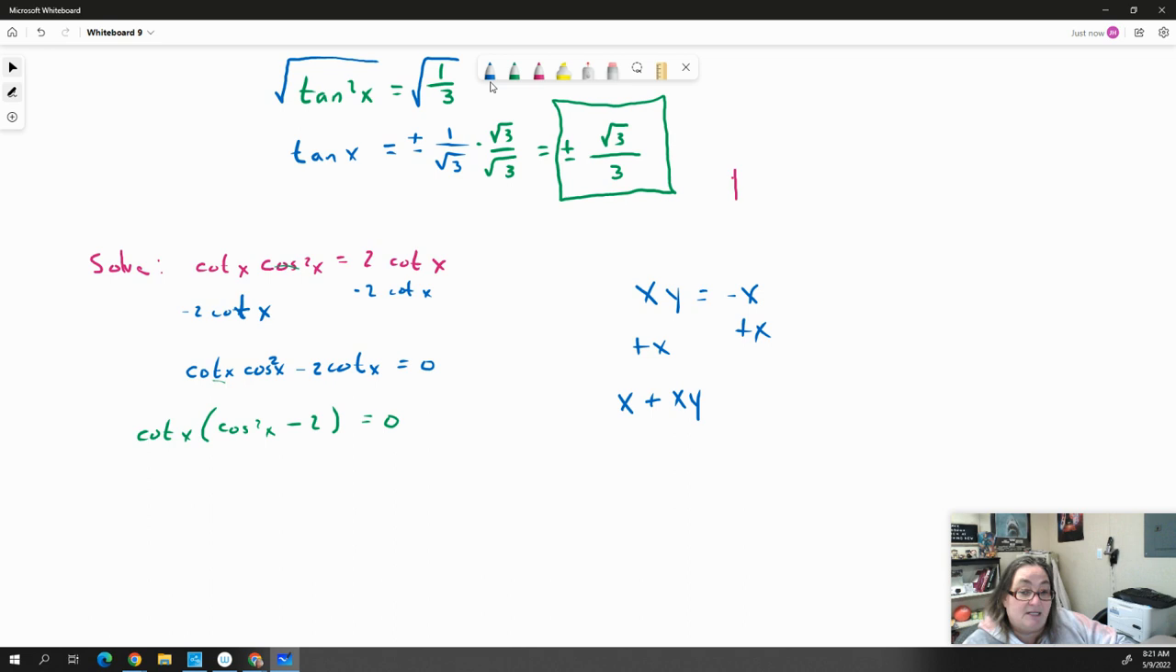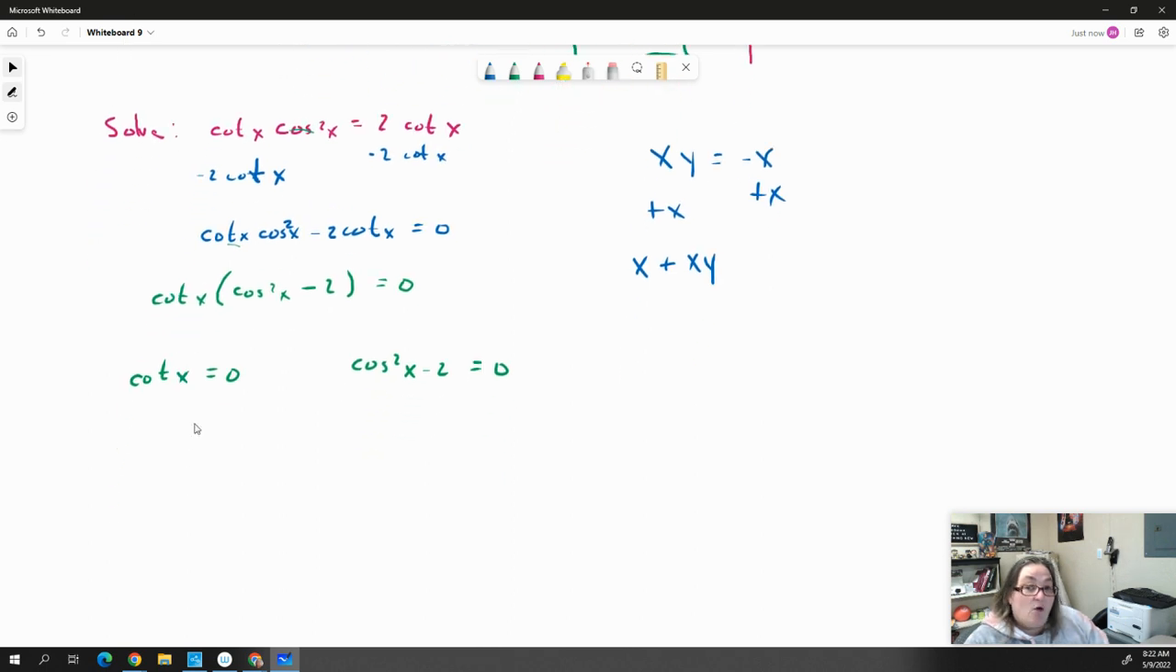So it allows us to set it up so that each factor set equal to 0 would make it true. We could go cotangent of x equals 0, or we could go cosine squared of x minus 2 equals 0. Both of these would make it true. Now the cotangent of x equals 0 is already one of the solutions. If we make cotangent of x equal to 0, the whole thing is 0. There's nothing to do on it.